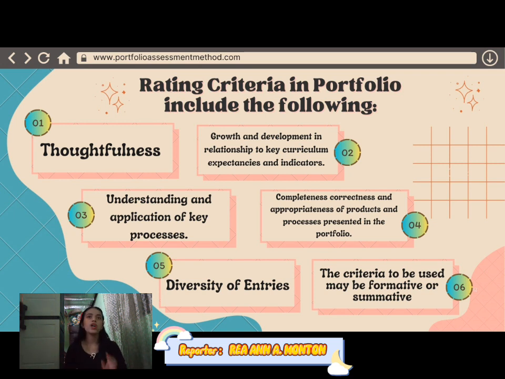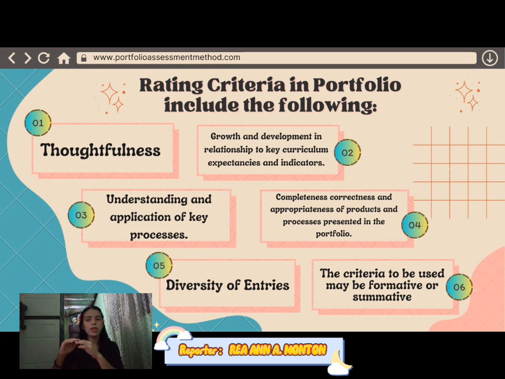So, next is completeness, correctness, and appropriateness of products and processes presented in the portfolio. It is said that the portfolio must have its complete elements for it may be useful and valid. So, di ba, as I have said earlier, that the teachers instruct you to what are the things that must be considered in creating portfolio. So, what are the elements? What are the things that must be put there, and what are the things that must not. So, di ba na may clear guidelines.